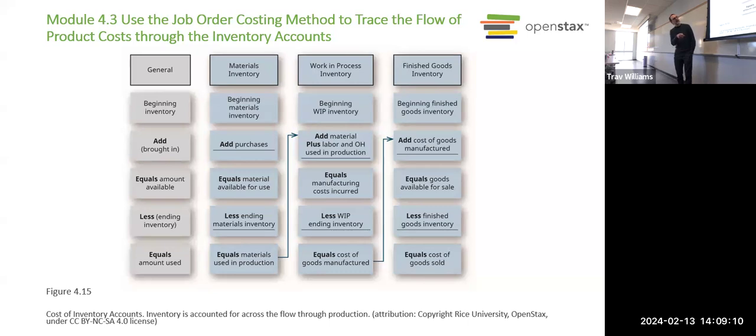Then again, the same formula over here. You look at how much finished goods you have at the beginning of the period. What is the cost of goods that were manufactured, which we just got over here? Subtract your finished goods at the end of the period, and that tells you the cost of the goods that you sold. So we can use that same formula at every stage of inventory. Really, the only difference is that the production costs we're adding to work in process inventory are comprised of direct materials, direct labor, and overhead.